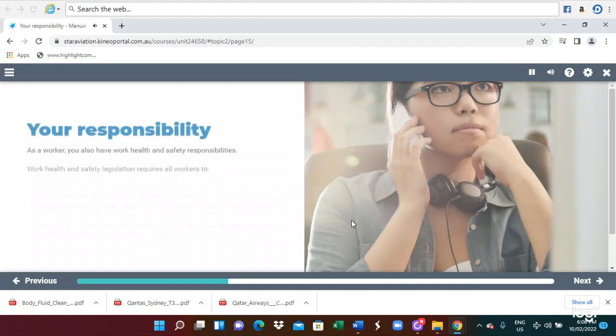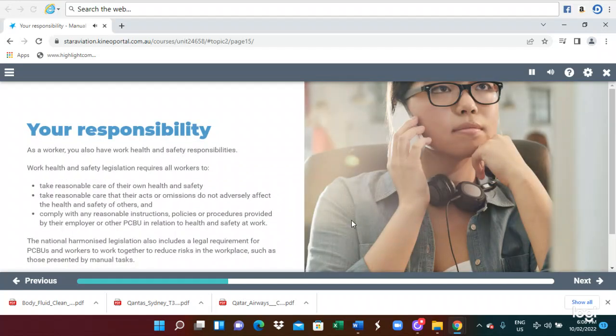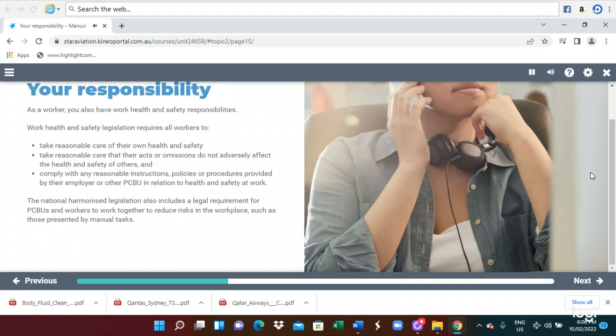As a worker, you also have work health and safety responsibilities. Work health and safety legislation requires all workers to take reasonable care of their own health and safety, take reasonable care that their acts or omissions do not adversely affect the health and safety of others, and comply with any reasonable instructions, policies or procedures provided by their employer or other PCBU in relation to health and safety at work. The national harmonised legislation also includes a legal requirement for PCBUs and workers to work together to reduce risks in the workplace, such as those presented by manual tasks.